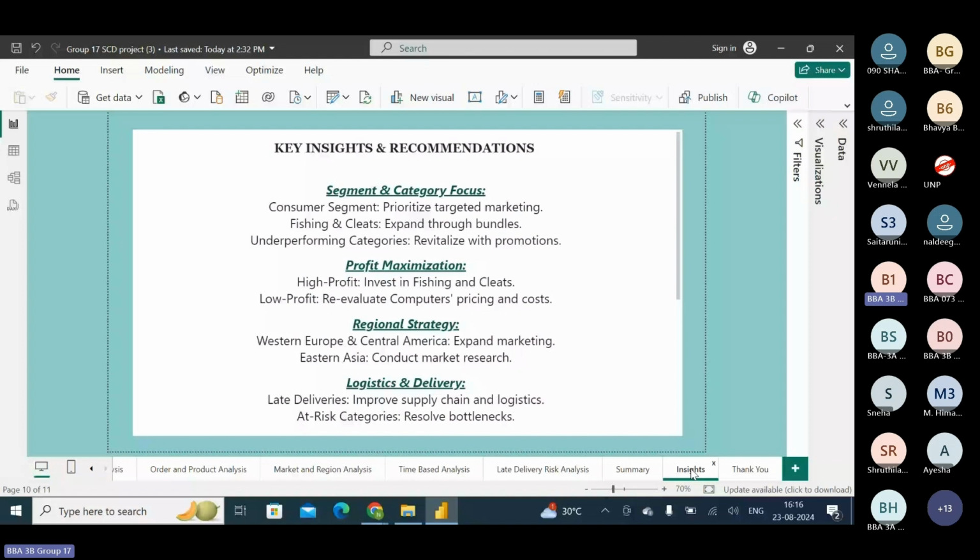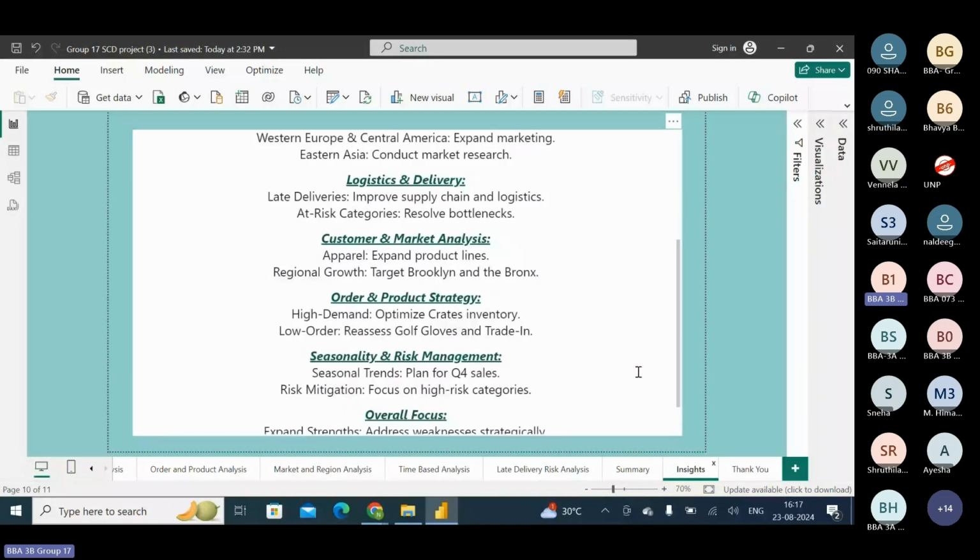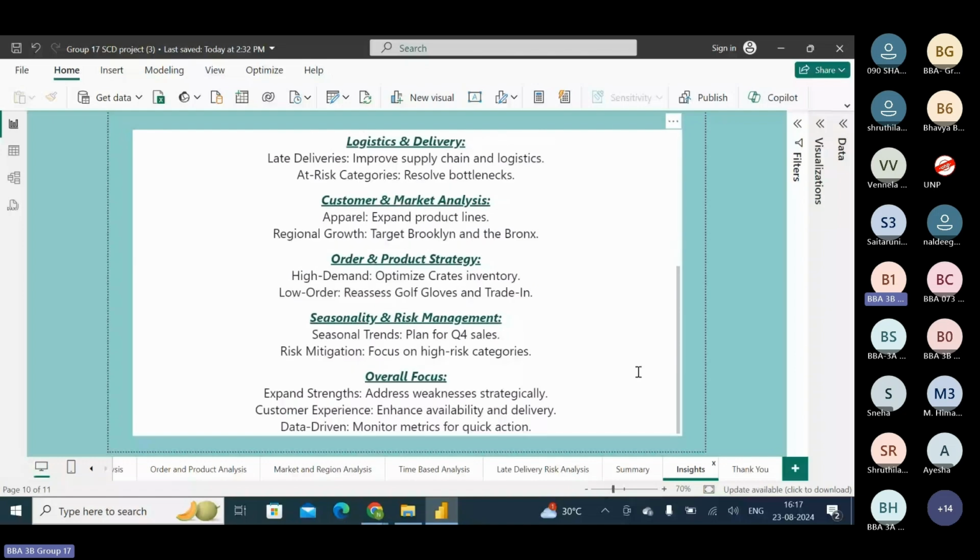Optimizing supply chains by re-evaluating shipping routes and implementing real-time tracking to manage delays and enhance the customer experience is also one of the key points. Finally, tailor marketing and product offers to regional preferences and improve logistics in high-risk areas to reduce late deliveries. So by implementing these strategies, the business can improve sales, optimize delivery performance, enhance customer satisfaction, and manage risk more efficiently.